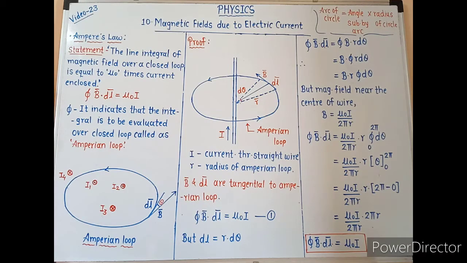We know that electric current is measured in terms of amperes, that is the SI unit of current is ampere. Actually, it is the name of a scientist, Andre Marie Ampere. So, the SI unit of current is named as ampere.